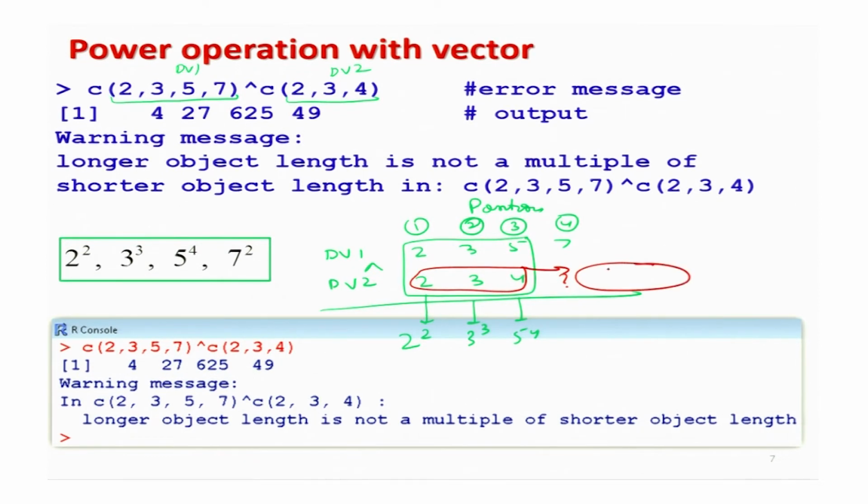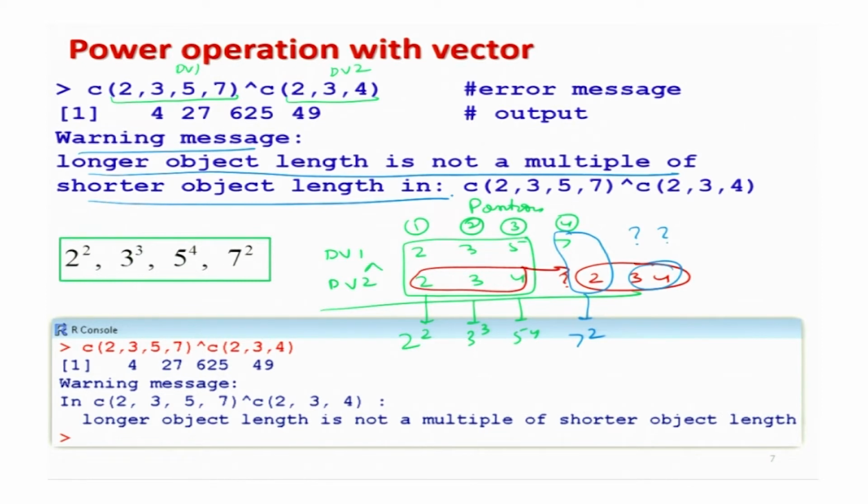So the same value will come here, 2, 3 and here 4. So R will try to operate here with the first combination 7 and 2, and it will make it here 7 square. But after that, what to do with 3 and 4? There are no values in the data vector 1 which R is getting to operate with the value 3 and 4 here. So it will stop here, but it will give you here a warning that the longer object length is not a multiple of the shorter object length in this vector.